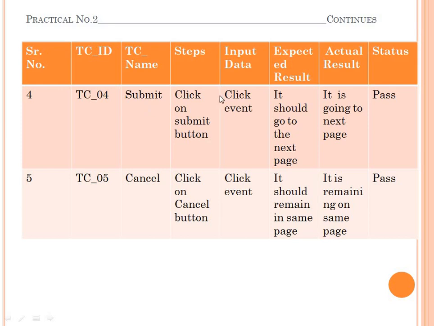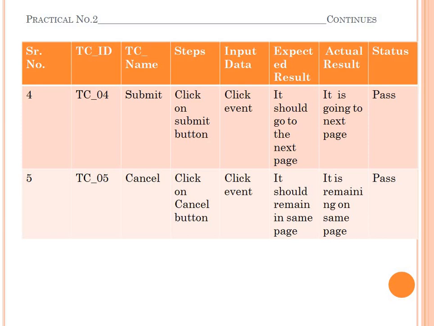TC04, submit button. Click on the submit button, the click event handles, and it should go to the next page. The expected result is that it should go to the next page. If it goes to the next page, then the status is pass. Then the fifth is TC5, the TC name is cancel. Step: click on the cancel button. Expected: it should remain on the same page. The actual result is that it is remaining on the same page, then the status is pass. You can also add test case numbers 6, 7, etc.